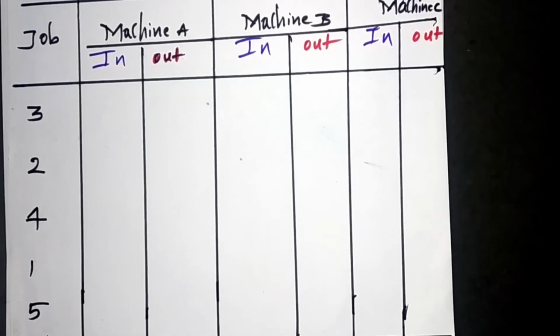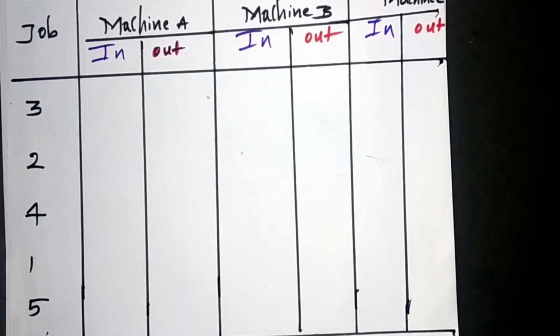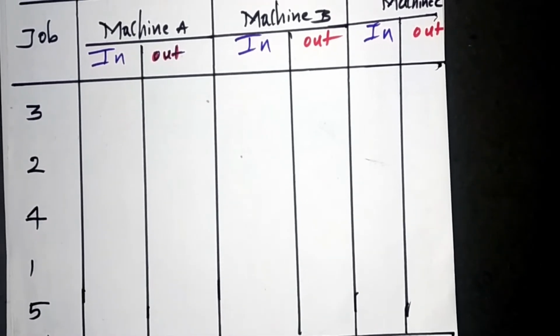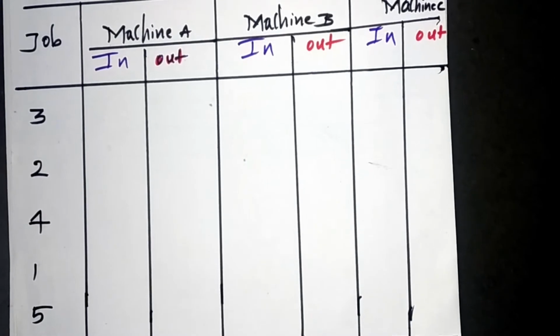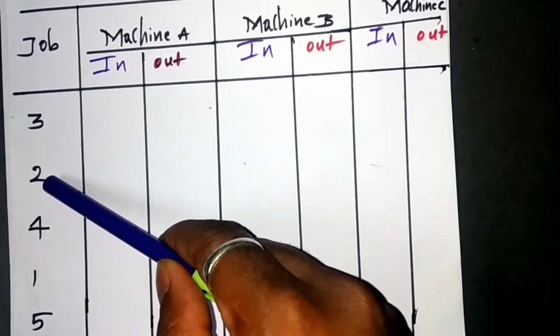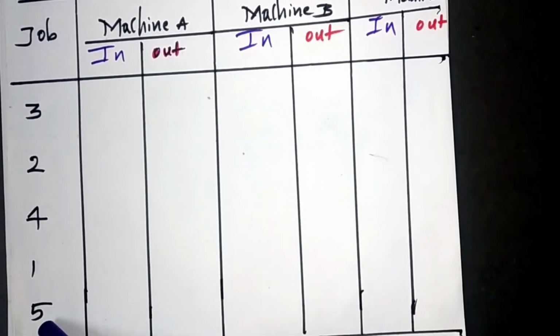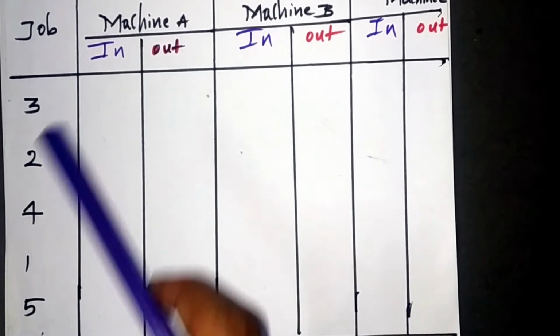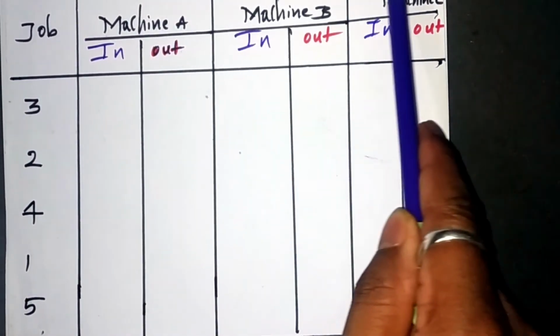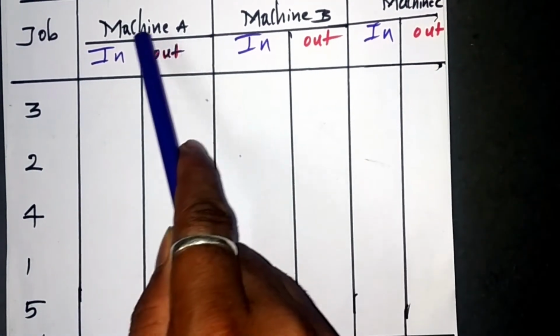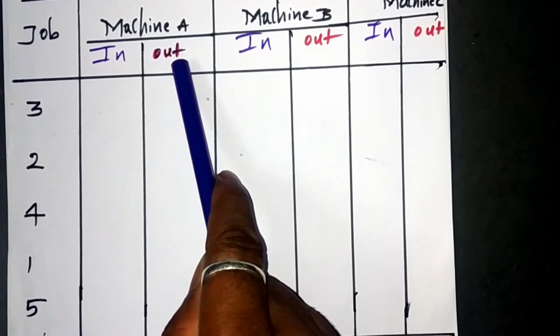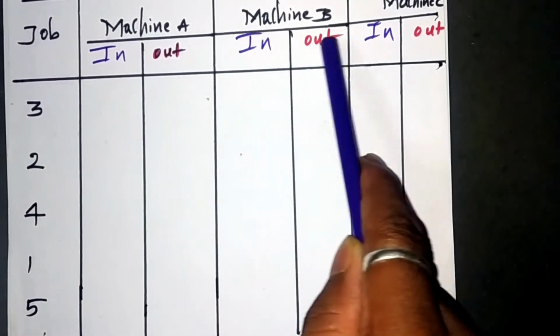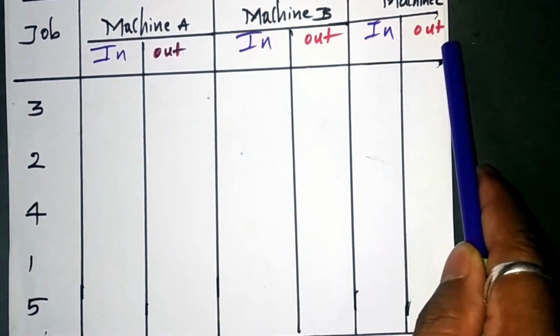Next you see how to find the elapsed time. To find the elapsed time, we need to make a table with the calculated sequence. Our sequence is 3, 2, 4, 1, 5. So you note down the sequence in this order. Next we have machine A, machine B and machine C. For each machine you should write in time and out time.